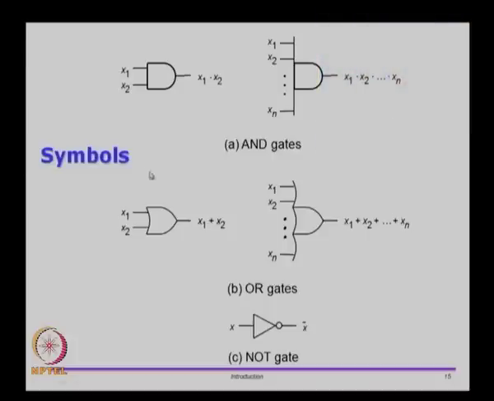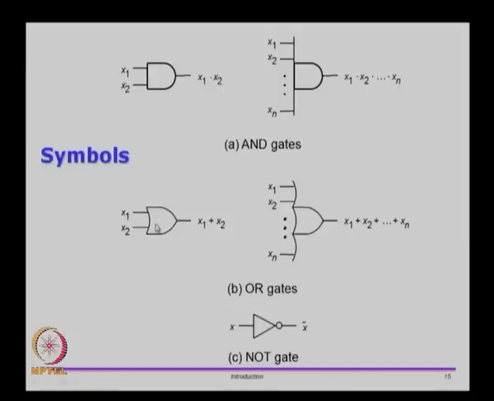These are the standard symbols that are used for these basic operations. So logical AND uses this symbol. It is a line and a semicircle kind of thing here. In this case, what we have is a 2 input AND, x1 and x2 are the 2 inputs that are given, and the output is x1 and x2. So remember, AND is dot.